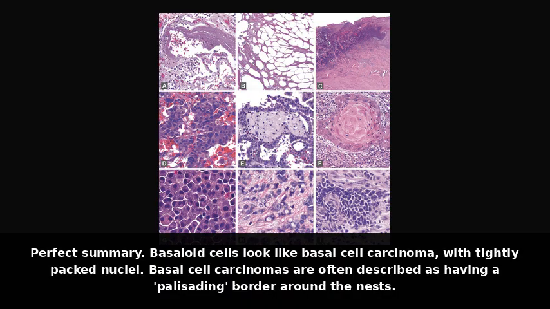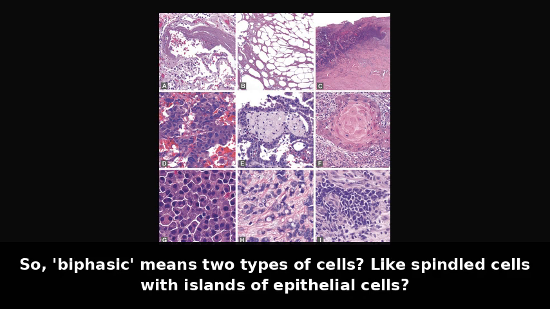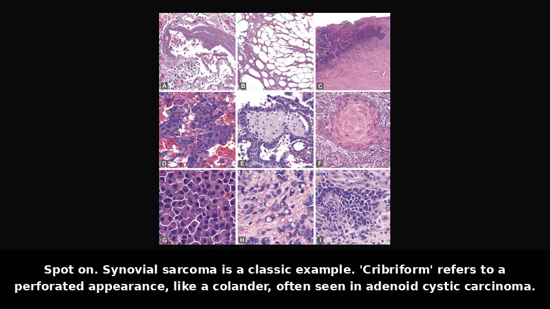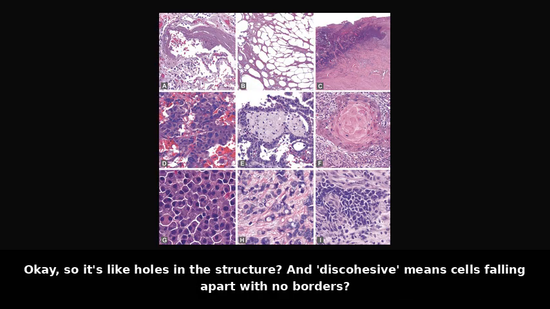Basal cell carcinomas are often described as having a palisading border around the nests. So biphasic means two types of cells, like spindled cells with islands of epithelial cells. Spot on. Synovial sarcoma is a classic example. Cribriform refers to a perforated appearance, like a colander, often seen in adenoid cystic carcinoma. Okay, so it's like holes in the structure.